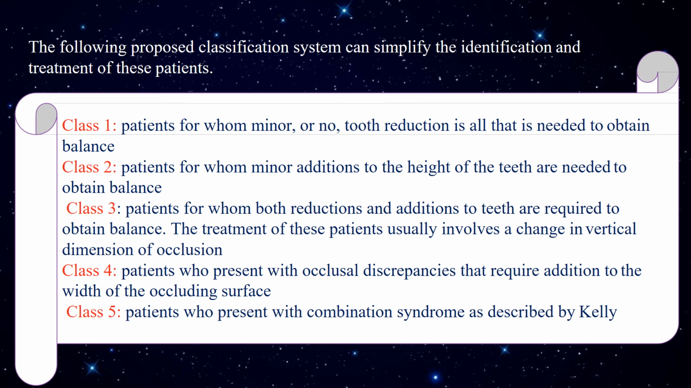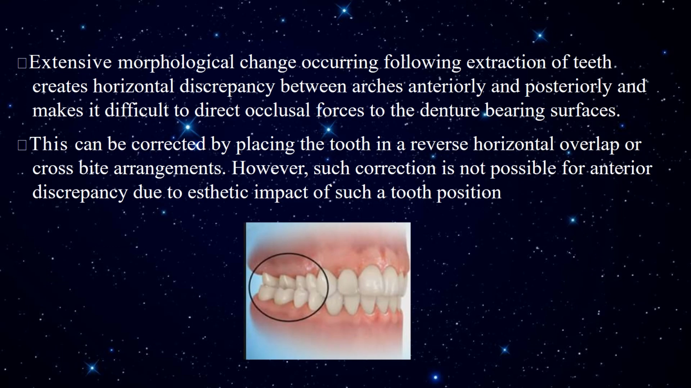Class 3 patients are those who require some amount of enamel grinding or enameloplasty, and some teeth require addition or coverage of the cuspal areas due to severe erosion and attrition. Then class 4 are patients who present with an occlusal discrepancy that requires addition to the width of the occlusal surfaces. That is, the lower teeth, the opposing natural dentition, have a very narrow occlusal table. You need to widen the table before fabrication of the denture in the opposing arch. So these are class 4 patients, and class 5 patients are patients who present with Kelly's combination syndrome.